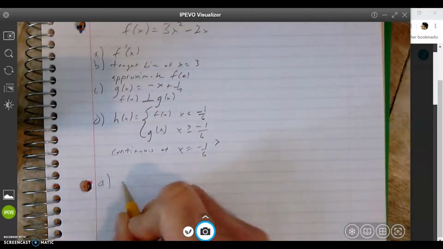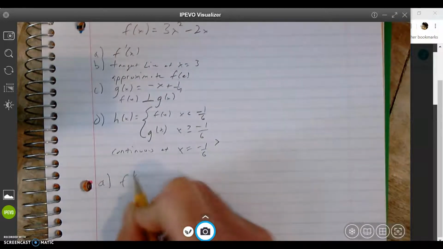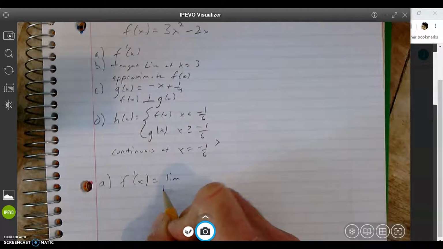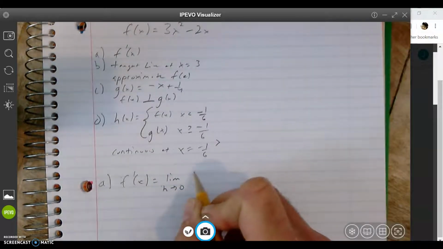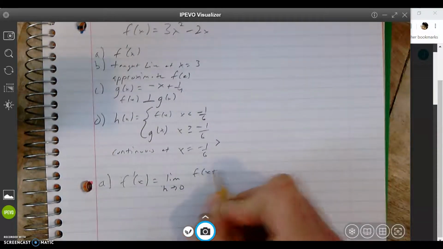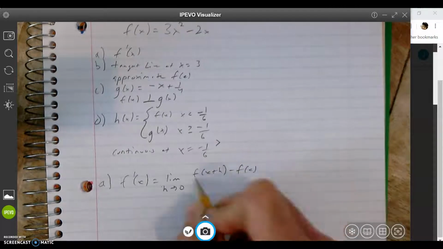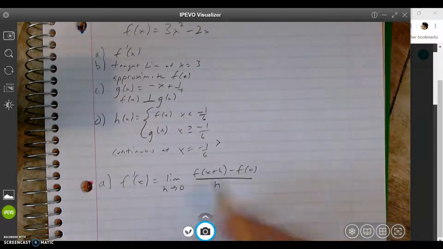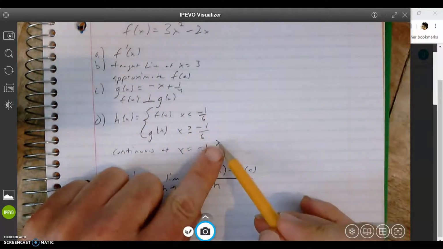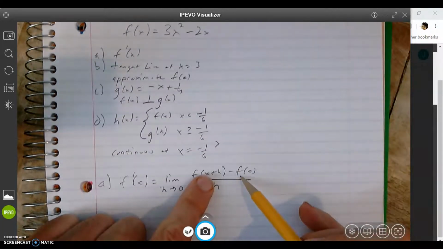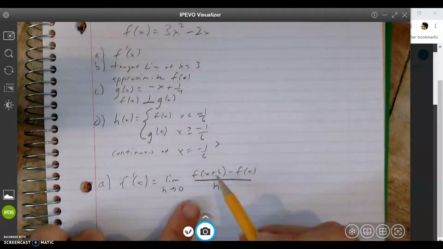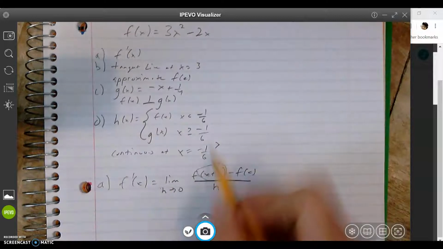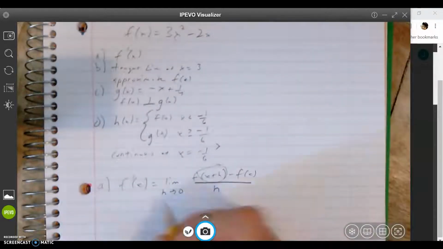So A, the f prime of x equals the limit as h approaches 0 of f of x plus h minus f of x over h right there, which essentially means you're just bringing those 2 points together wherever you want on the x. So we're finding the slope at 1 point. So I'm going to plug in x plus h into this thing right here.